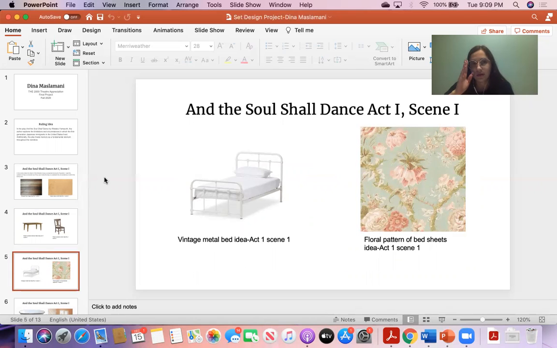The other images and objects I want to present is a vintage metal bed with floral pattern bed sheets, like this one.